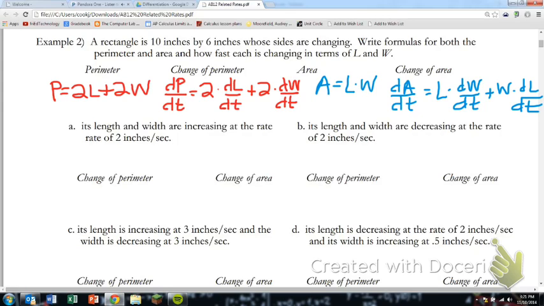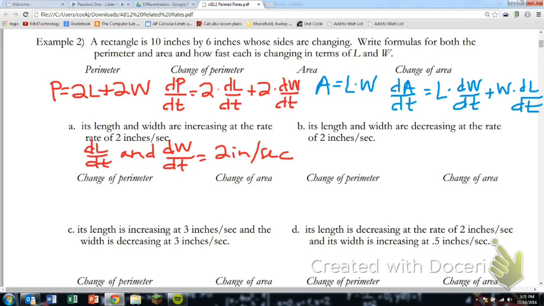Okay, so now let's look at these. So now we have these formulas that relate these rates of change to each other. So we can use these to find stuff out. So let's look at example 2a. So its length and width are increasing at a rate of 2 inches per second. That means that dL dt and dW dt are both positive 2 inches per second. Increasing means positive, and that's telling me the rate that the length and width are changing. So that's dL dt and dW dt.